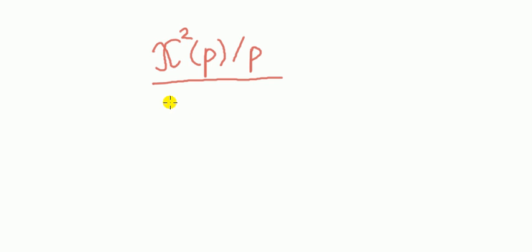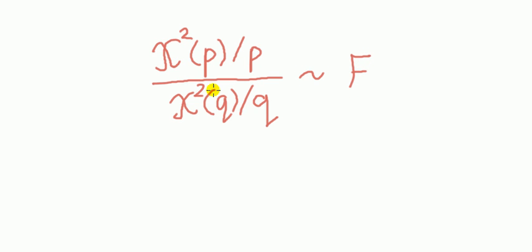If we take two independent chi-squares, say the chi-square with p degrees of freedom, divide it by its degrees of freedom, and divide that whole thing by another chi-square with q degrees of freedom, divided by its degrees of freedom, then this new variable will follow an F distribution with degrees of freedom p and q.